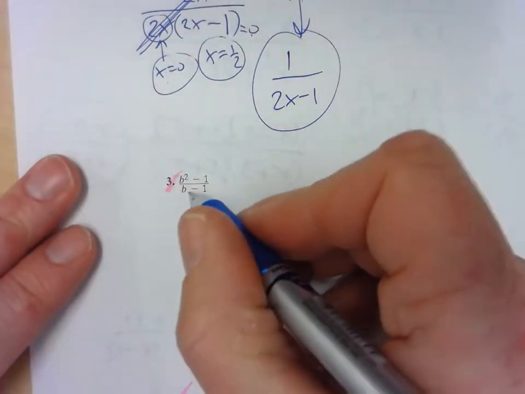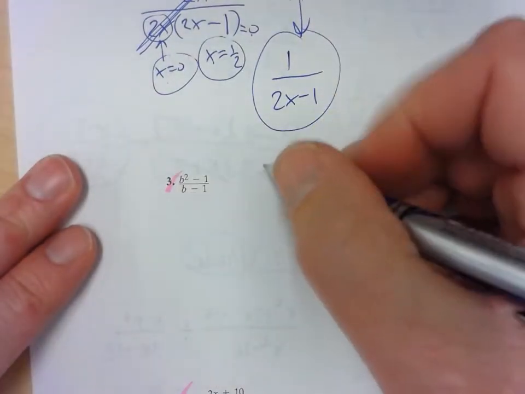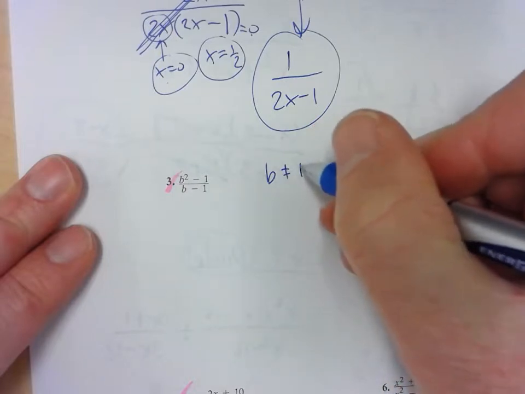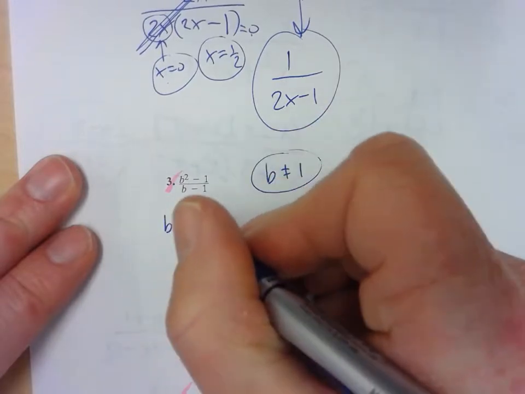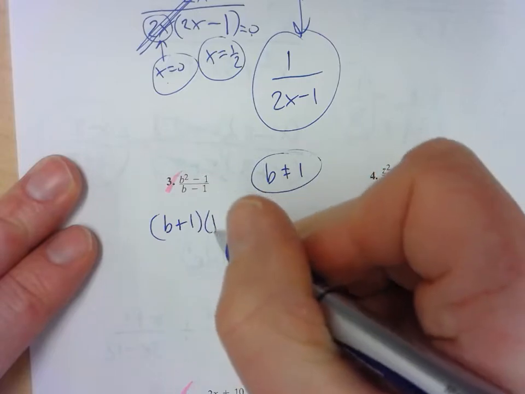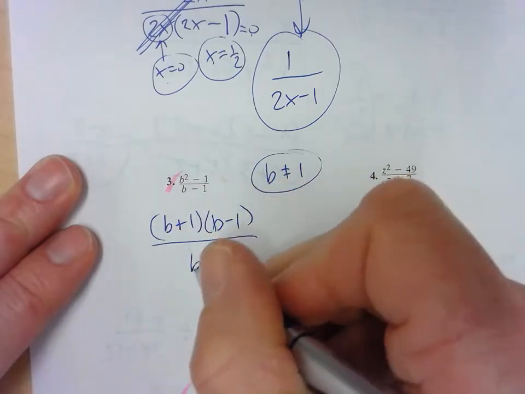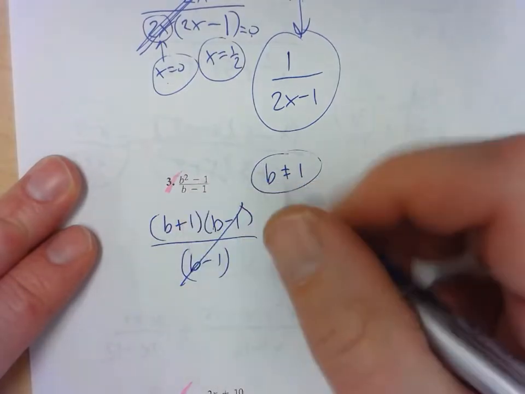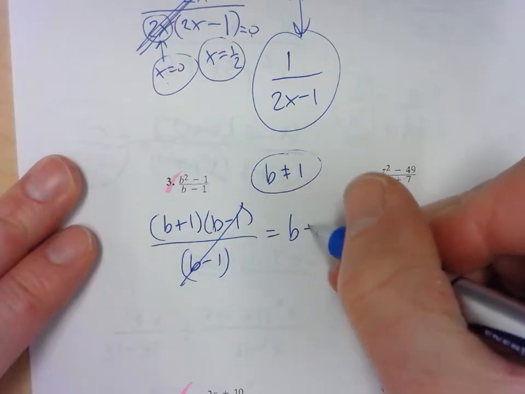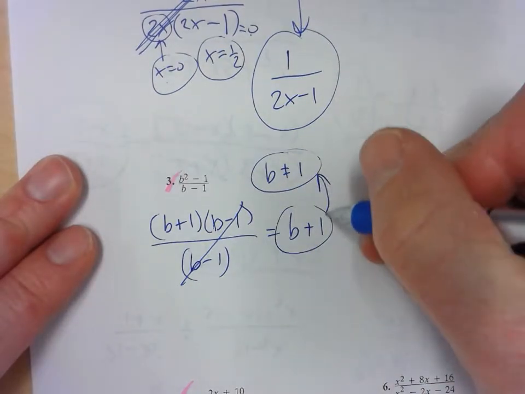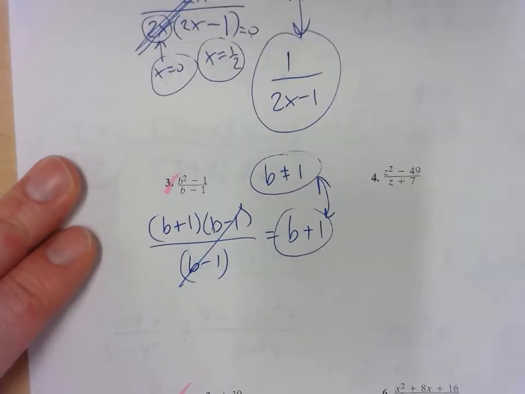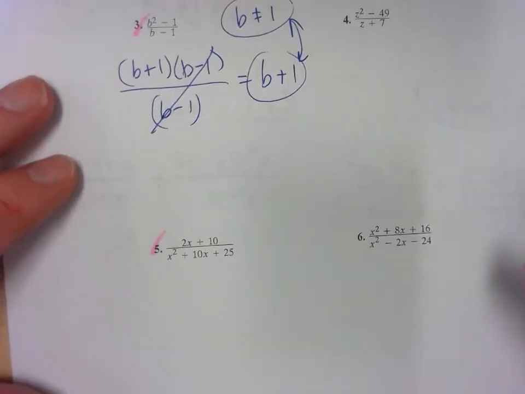Next problem, the restriction here is 1 because 1 minus 1 would make 0, so b cannot be 1. We factor the top, b plus 1, b minus 1, over b minus 1. That cancels out. What's left? b plus 1 with a restriction of b cannot equal 1, sorry.